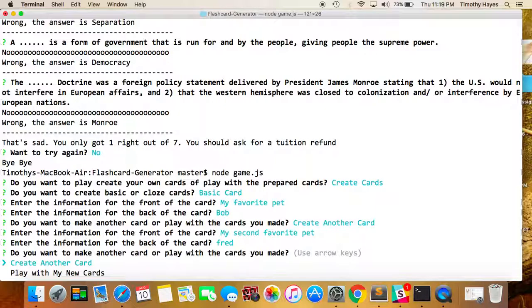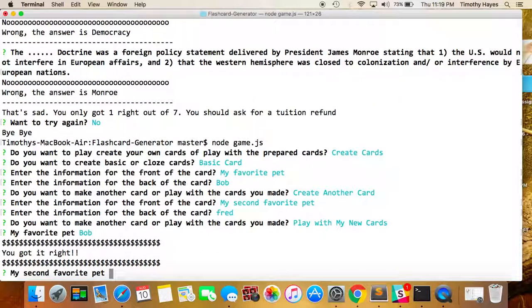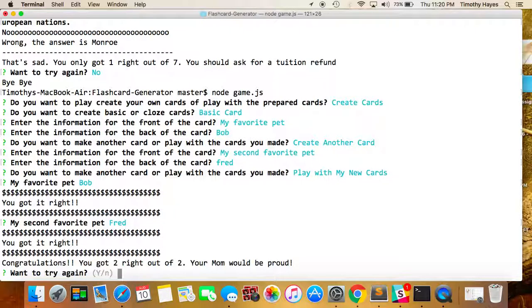And now we get to choose. You can either create a card or play with the new cards. You get the point. So let's try to play with them. And it asks you, this is the front of the card, my favorite pet. And so it's expecting Bob. We got it right. So this allows you to create your own cards and then play with them. So you can create your own study aid and then immediately start studying. And then my second favorite pet, and again, it's expecting Fred. We got 2 out of 2. Your mom would be proud.